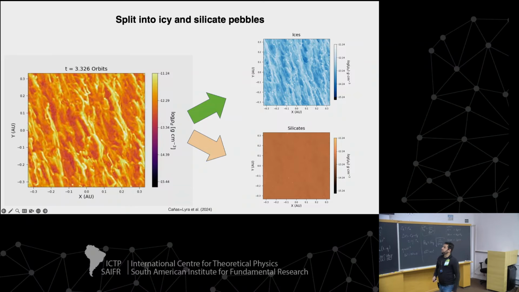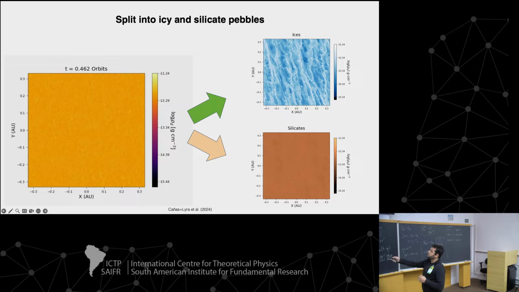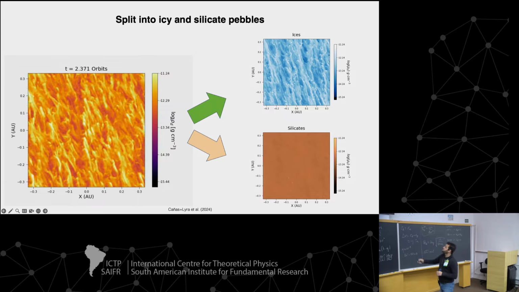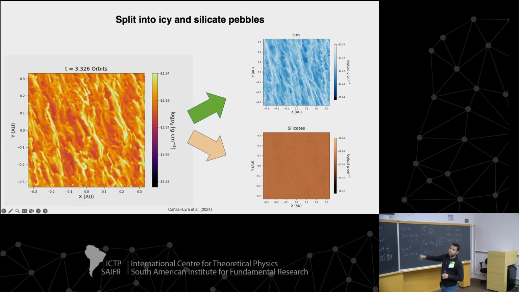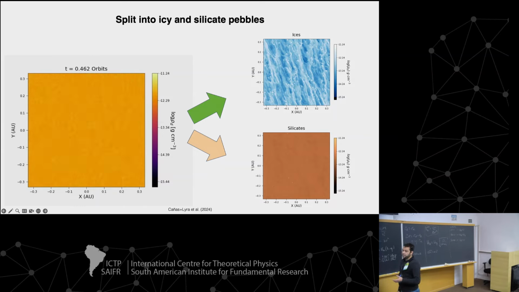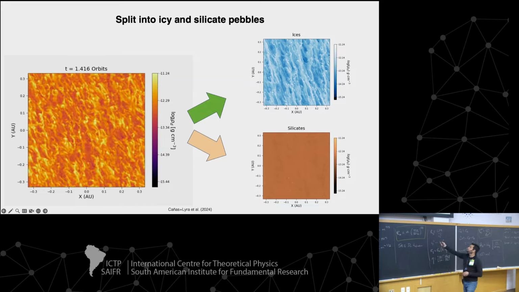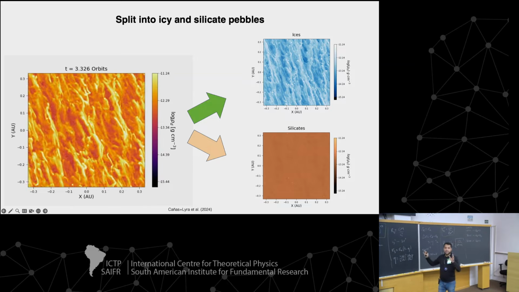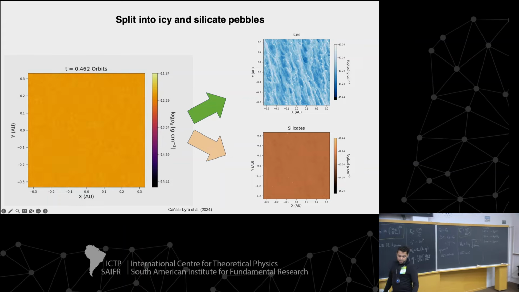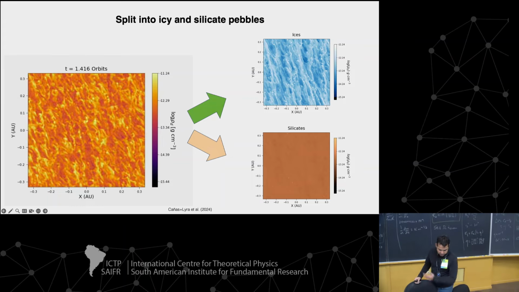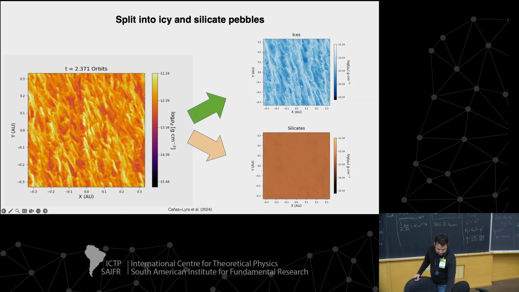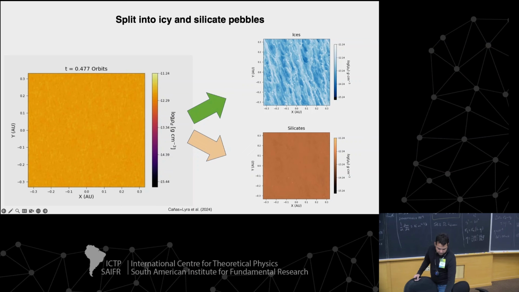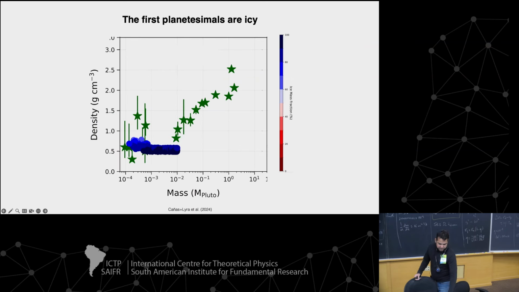So the streaming instability is kicking in. As you see, some planetesimals are forming here. Once you split them into ices and silicates, this is what you see: the first objects that are forming, the streaming instability acts on the bigger grains, on the icy ones, and not on the small ones. Right? On the silicate, you cannot see any signature whatsoever of the streaming instability. They're all in the ice. Right? So there you go. You started with the first objects being icy.